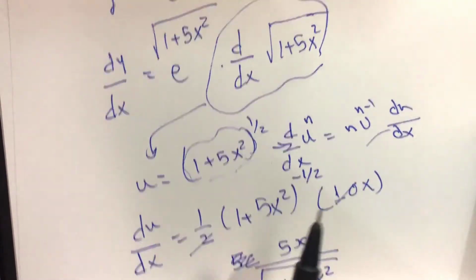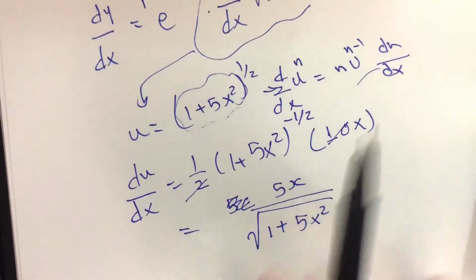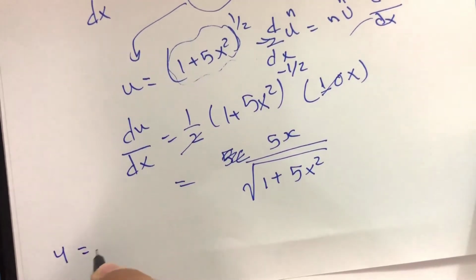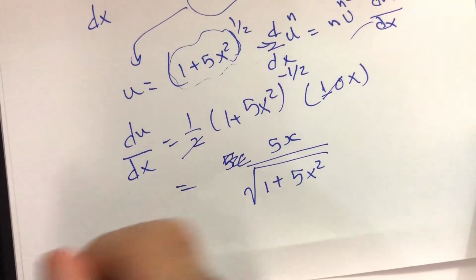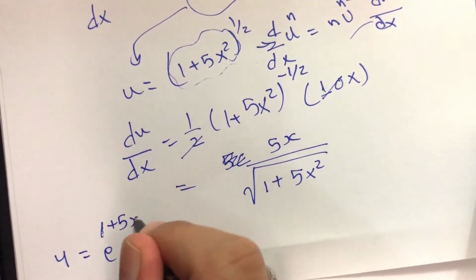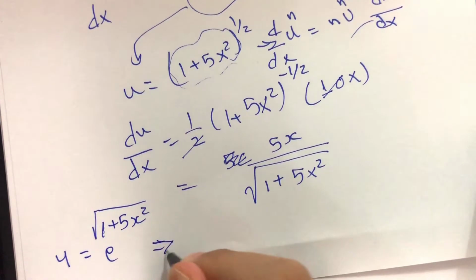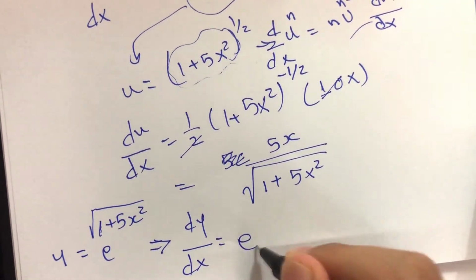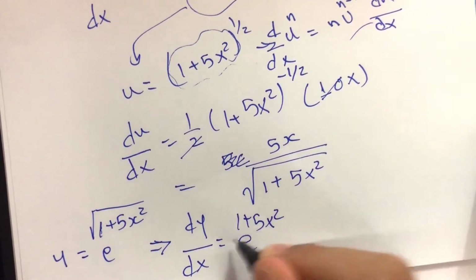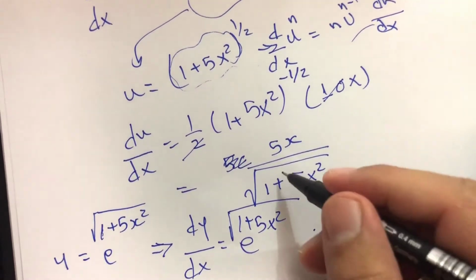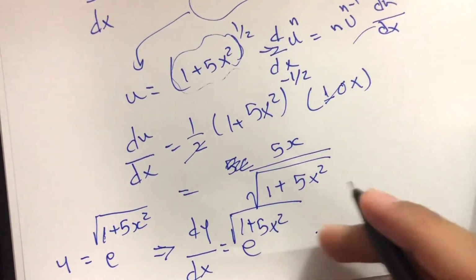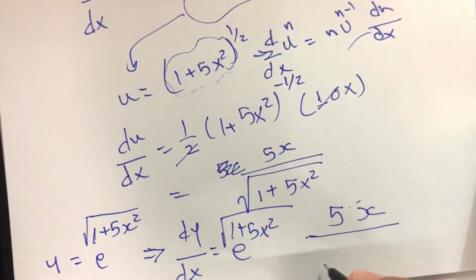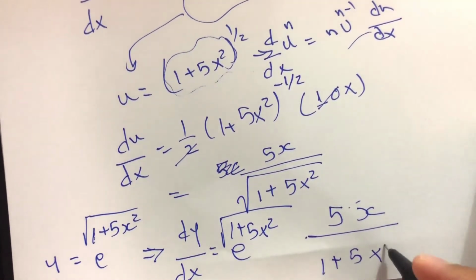which is this, so that dy by dx for exponential u, and u here is 1 plus 5x squared, can be written like this, as mentioned for us, y equals exponential 1 plus 5x squared. In this way we can find that dy by dx equals exponential 1 plus 5x squared multiplied by this, which is the derivative of this, which is 5x divided by the square root of 1 plus 5x squared.